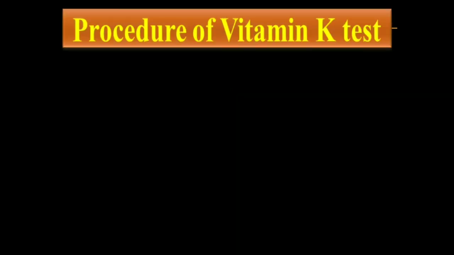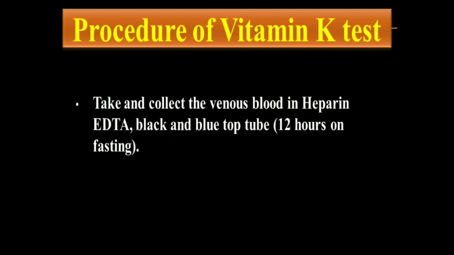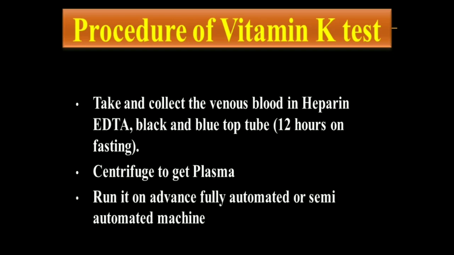Next we have the test procedure of vitamin K. First of all, the patient should be fasting for 12 hours. Then you will take venous blood and collect it into a heparin, EDTA, black top or blue top tube. Then you will centrifuge the blood to get the plasma, and run it on an advanced machine like a semi-automated machine, or we have Selectra, Mindray, and in semi-automated we have FineCare, Lofia.